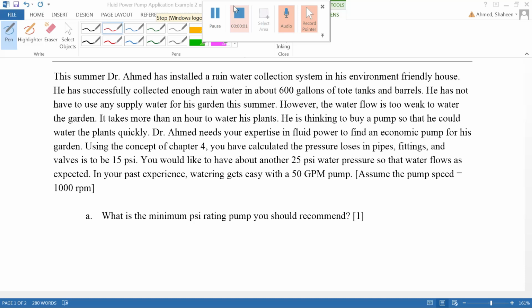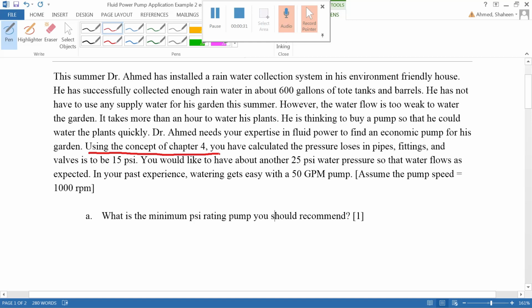Another problem on pumps. So this person has a garden and wants to water his garden easily. Now he has enough water, but the water doesn't flow as expected. It's just natural draft, which is not enough to water a big garden. So you can calculate the loss using module 4.